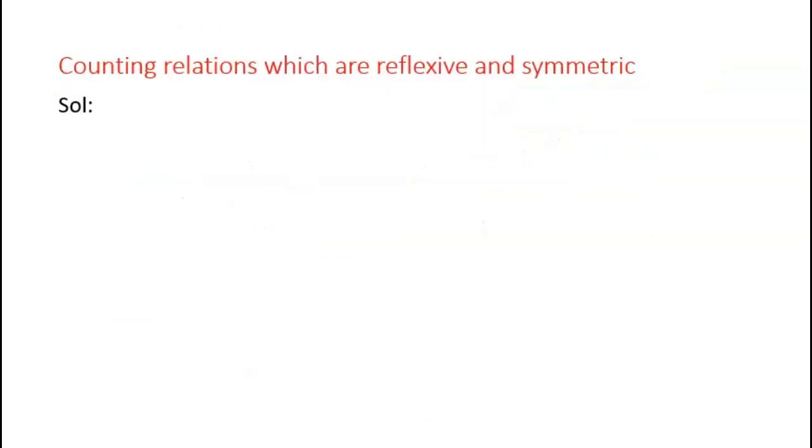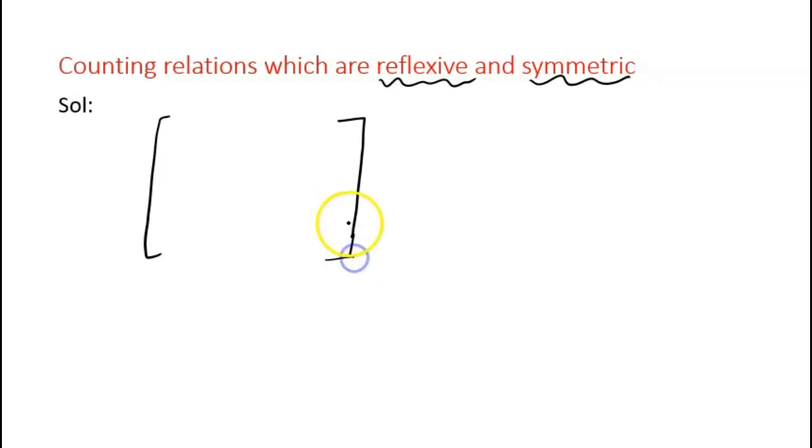So next we are going to count those relations which are reflexive and symmetric. Okay. So let us count the number of relations which are both reflexive and symmetric. I think by now you are already clear that we are going to start with the matrix representation. So suppose I take a set A with n number of elements, and on that I have defined a relation. So its representation in terms of a matrix will be an n cross n matrix.